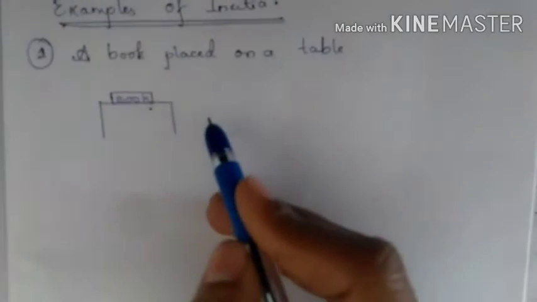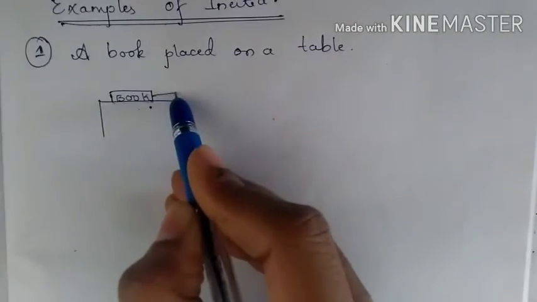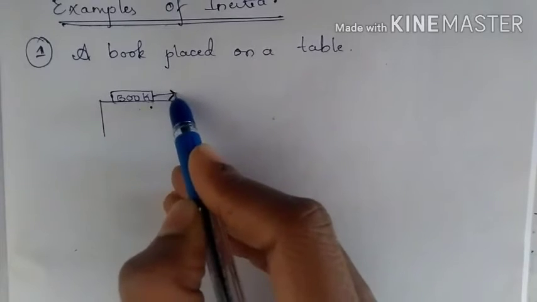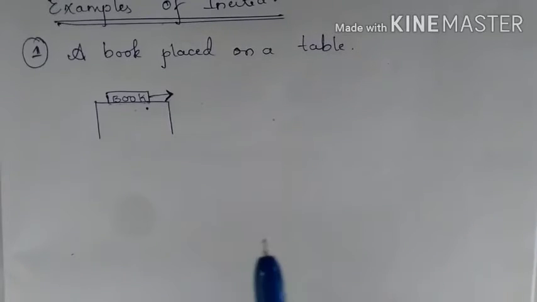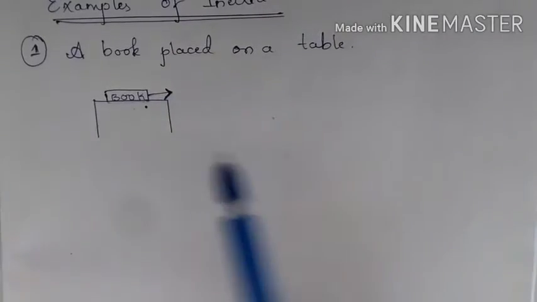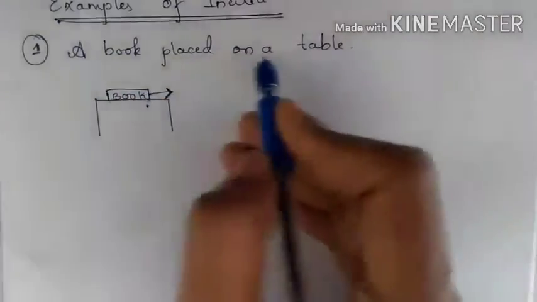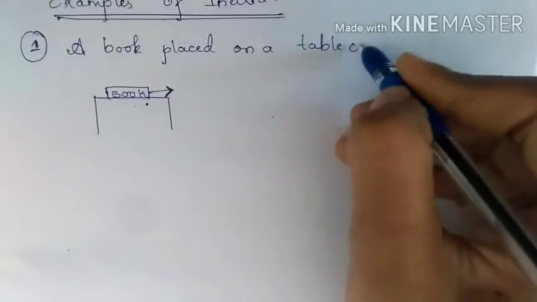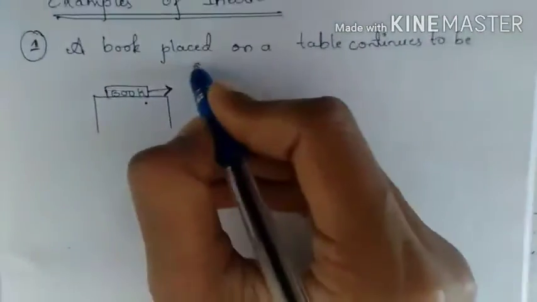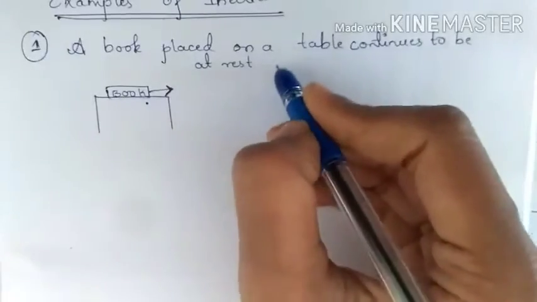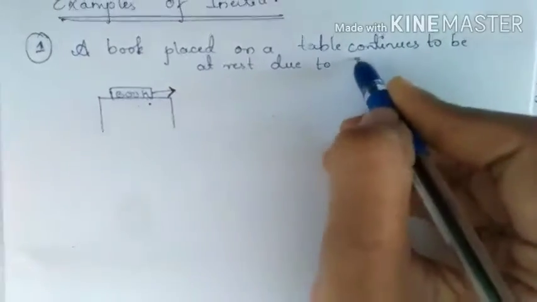Next, it is displaced when a person pushes it with a force. So if a person pushes this book in this direction, then this book will get displaced. If there is no force, or no one who pushes this book, then this book would remain at a state of rest. So a book placed on a table continues to be at rest due to inertia.